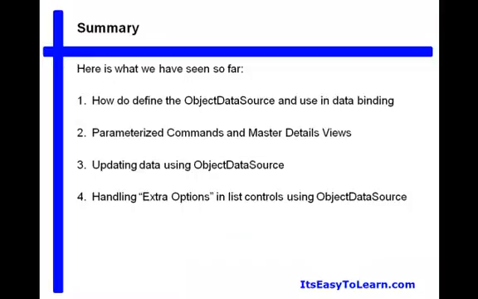So here's what we have seen so far. We have seen how to define the object data source and use it in data binding. We have used parameters commands and master details views. We have seen how to update data using object data source, and we also seen how to handle extra options in list controls using the object data source. So this brings us to the end of the data bound controls, the SQL data source and object data source. Please take your time to go through the lesson and understand how things have been defined. I hope you enjoy these lessons, and we will see you soon.